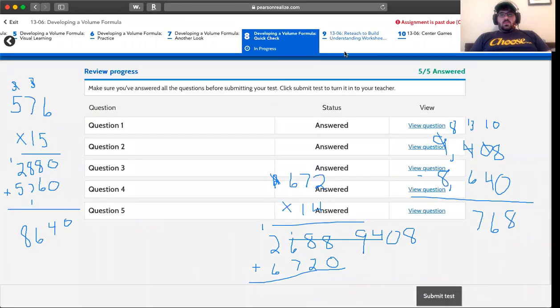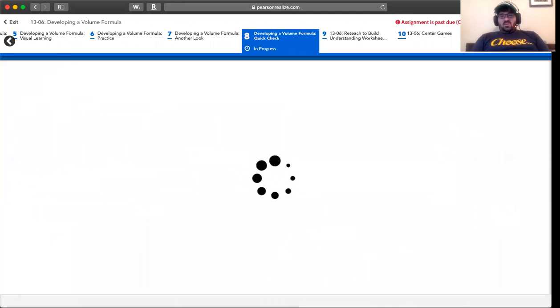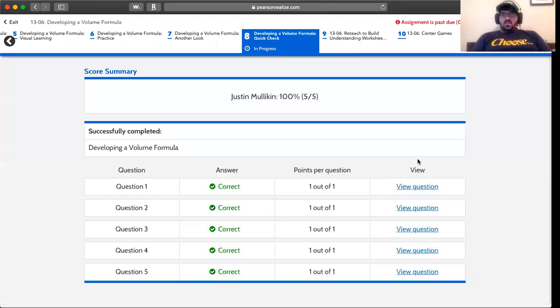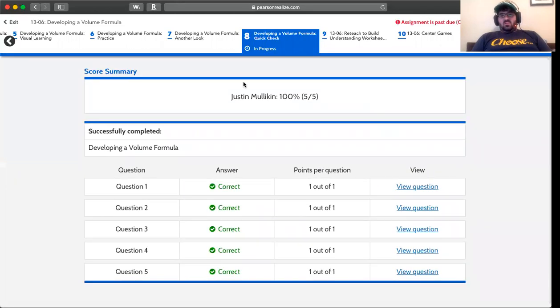And something you should know, you have to submit tests. We practiced this in class before. Otherwise, the answers won't count. I'm going to submit my test. Hopefully I can get these right. And I did get them right. And so that would be an example of how to solve 13-6, developing a volume formula.